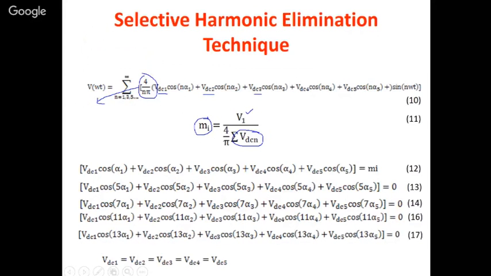Now this modulation index depends on the DC voltage. When the DC voltage changes, the modulation index will also change. The fundamental is what we require, 50 hertz, that we know. But the varying thing here is the DC voltage. Depending on our DC voltage, our modulation index is also changing. Just remember that. So now what is our main aim? This method is nothing but selective harmonic elimination. We want to selectively eliminate some harmonics.